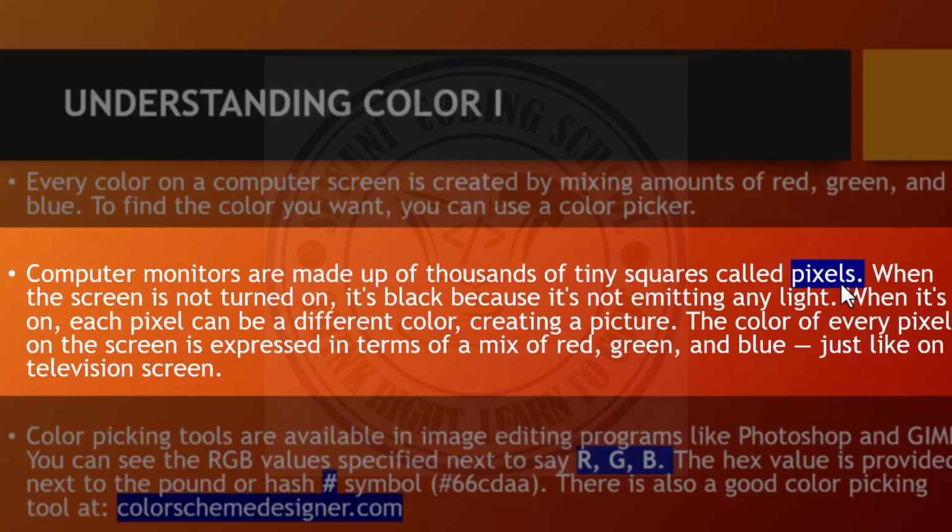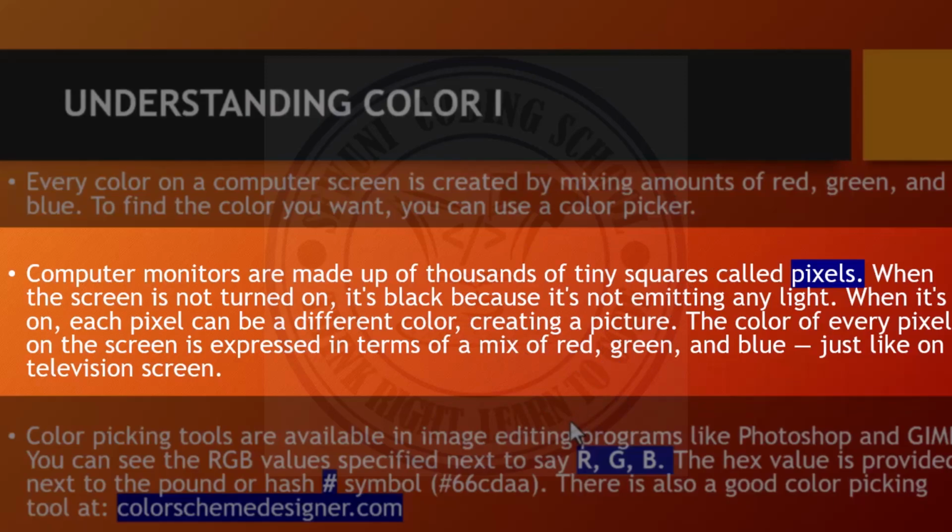Monitors are able to render pictures or any form of graphic into pixels. When your screen is off, it becomes black. Why is it black? Because it's not emitting any light. But the moment you turn it on, each pixel can be in a different color. You see black here, an orange color, a background color of black, all this white color, these blue colors. All of them can be categorized into smaller, tiny squares called pixels. That creates the very beautiful picture that we always see.